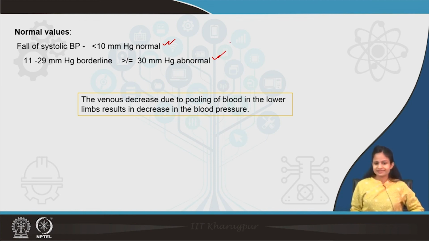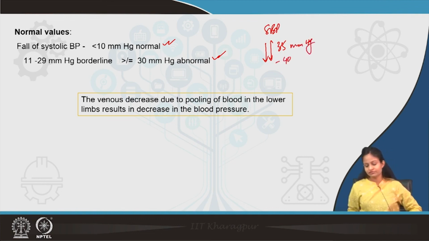Now, this test should not be done with a person who is having severe orthostatic intolerance. In case of severe orthostatic intolerance, usually the systolic blood pressure drops by more than 35 to 40 millimeter of mercury. So, in those persons, and also in pregnant women, where we generally see hemodynamic instability, this test should not be done.